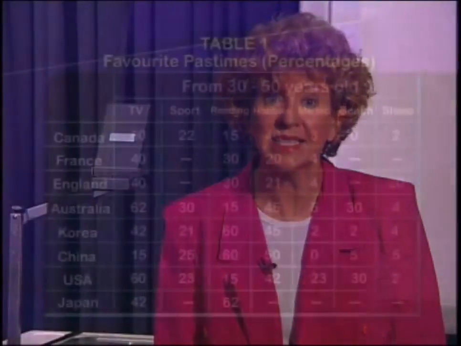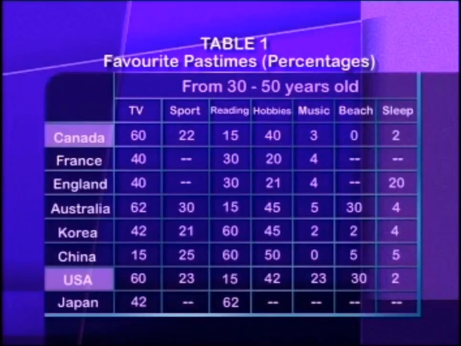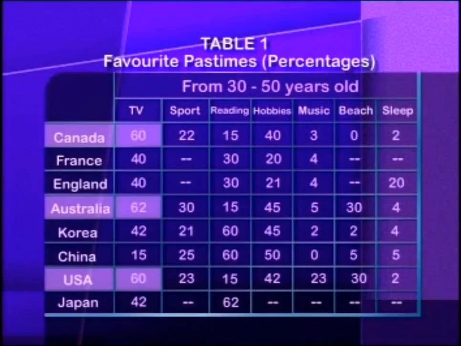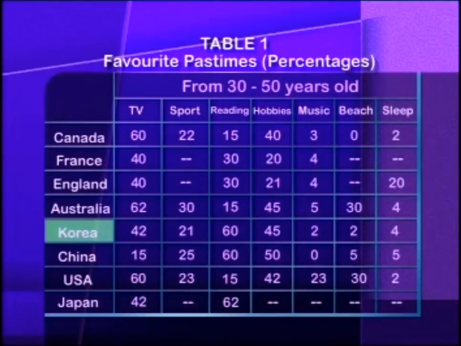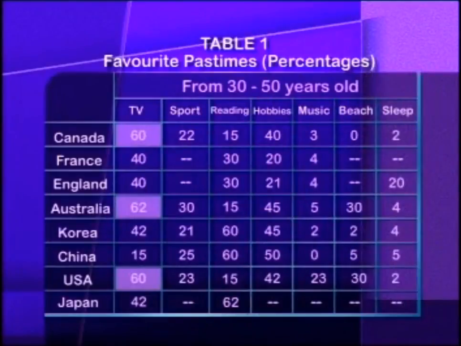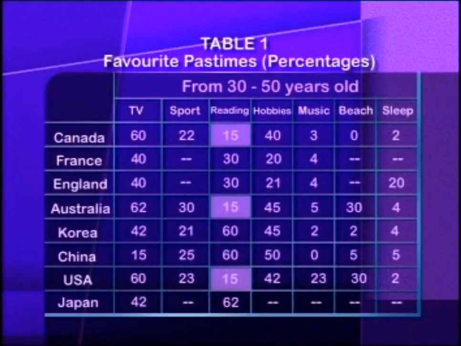For example, in this table, the USA, Canada and Australia can be grouped together. Also, Korea and China could be combined. Then we could say, as we can see from the table, the percentage of people watching TV in the USA, Australia and Canada is approximately 60%. In these three countries, hobbies are also popular. Interestingly, the percentage of people who like reading is quite low at approximately 15%.